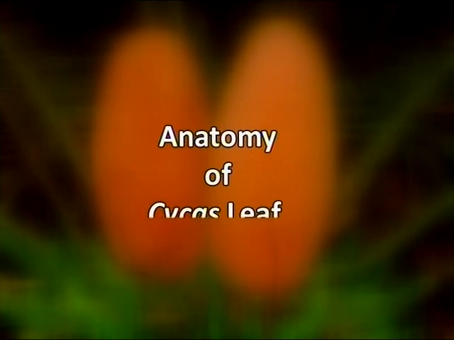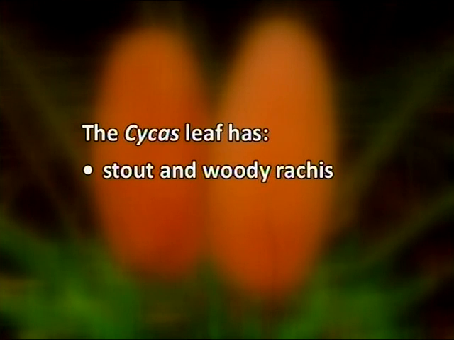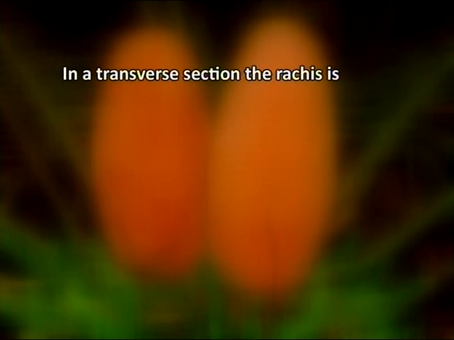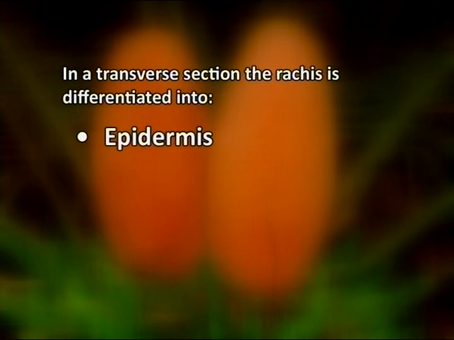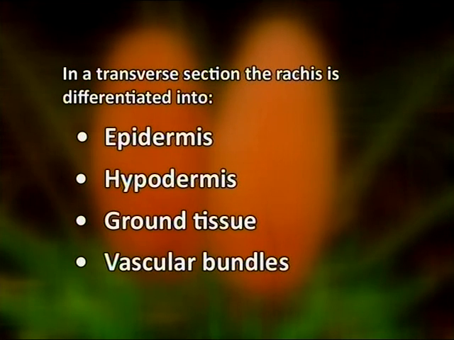Now, anatomy of Cycas leaf. The leaf of Cycas is large and compound. The leaf has stout and woody rachis and tough, thick and leathery leaflets. In a transverse section, the rachis is differentiated into epidermis, hypodermis, ground tissue and vascular bundles.